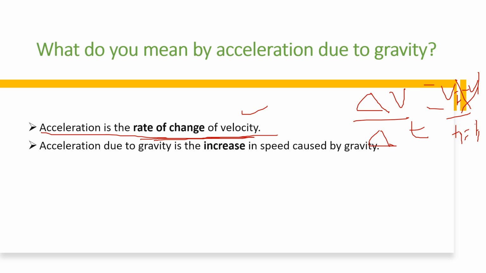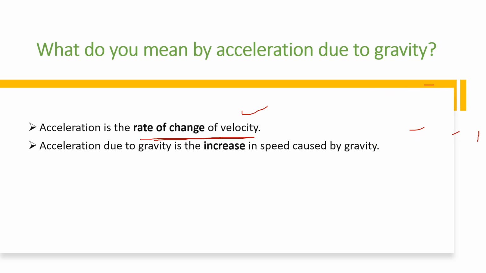Acceleration due to gravity is the increase in speed caused by gravity, correct? Acceleration we understand, the rate of change of velocity. Velocity can increase, velocity can reduce, but it changes. Then what is acceleration due to gravity? It is the increase in speed. We know for sure it will not decrease, we see it. Acceleration due to gravity is the increase in speed caused by gravity.